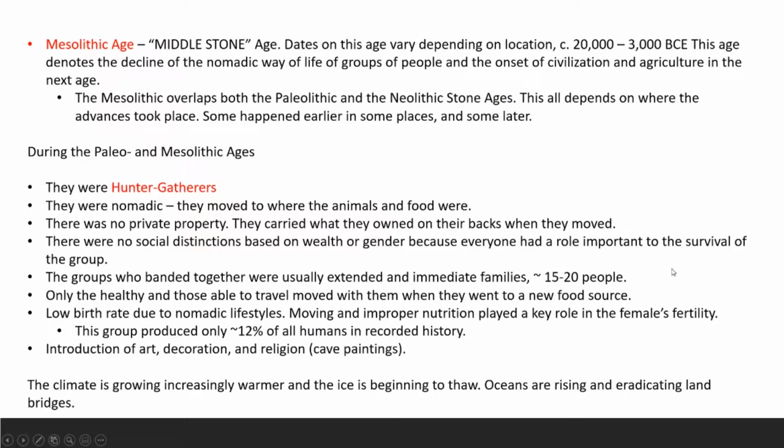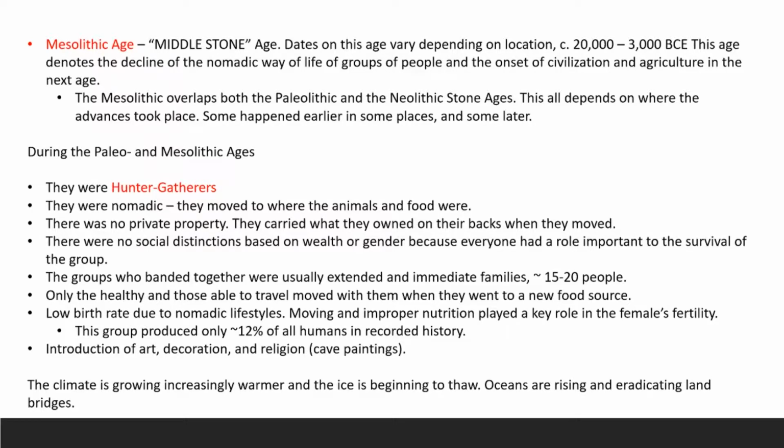Now, transitioning into the Mesolithic Age. Again, two Greek words, meso meaning middle and lithos meaning stone. These dates depend on location, 20,000 roughly to 3,000 BCE. This is the decline of the nomadic way of life, where they're following the food, following the sources. This brings the onset of civilization and agriculture in the next age. The Mesolithic overlaps both the Paleolithic and the Neolithic Stone Age, and it all depends on where the advances took place, some earlier, some later.